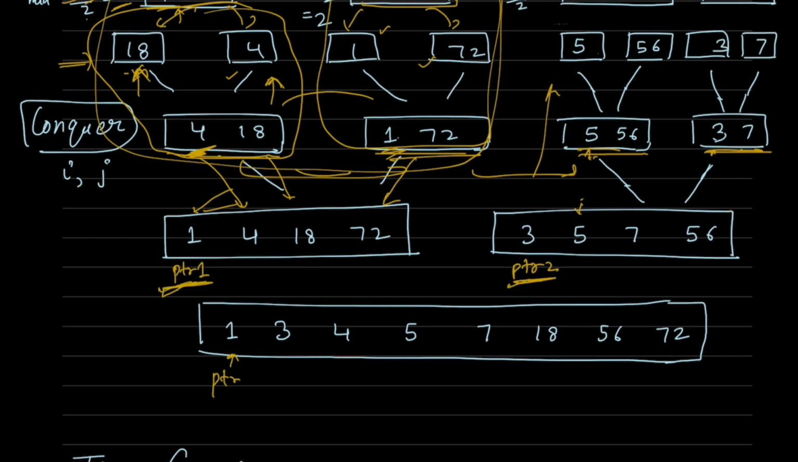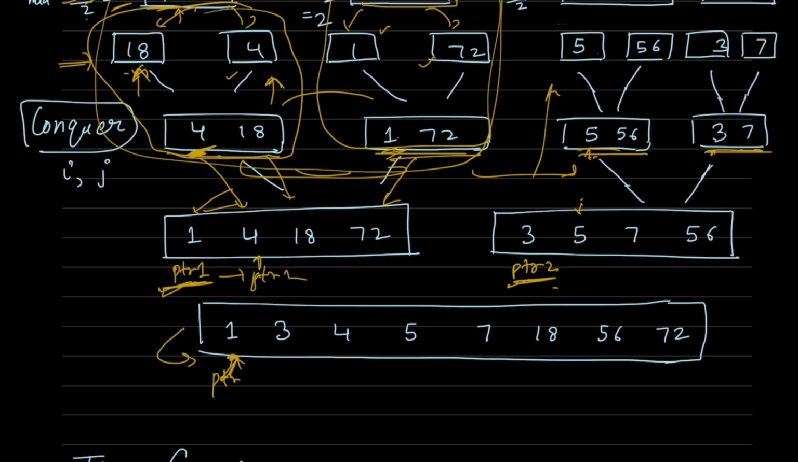If ptr1 is smaller, we move the ptr1 element to the merged array, and then we increment only ptr1. ptr2 does not increment in that position, so we only increment the pointer whose element is smaller and whose element has been placed in the final merged array.